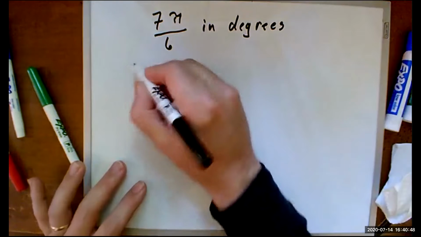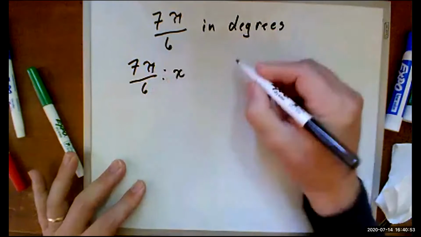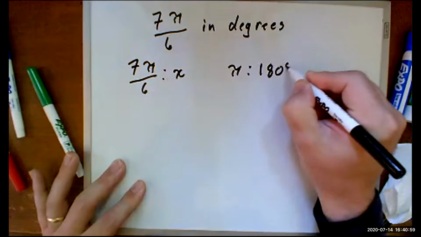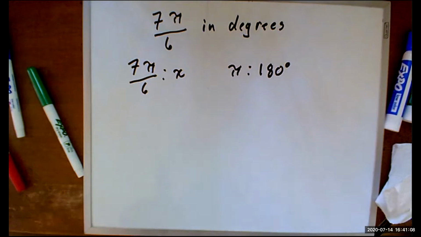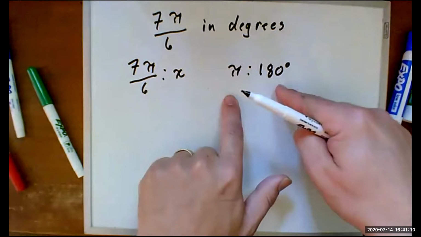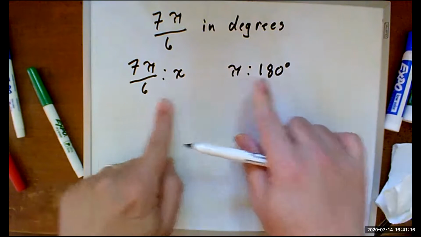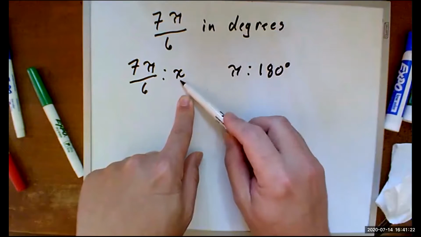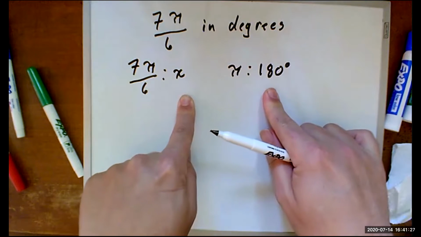We still remember we set up our first part, 7 pi over 6 is going to be in relationship to x. And this tells us that pi is going to be in relationship to 180 degrees. Please, this is an important part when you're setting up your ratios. This can go either way, this relationship pi to 180 degrees. But always make sure that you're setting up your radians on the same side and your degrees on the same side. In this case, I'm trying to find degrees, so my x represents degrees, so it has to be on the left-hand side because my 180 degrees is on the left-hand side.